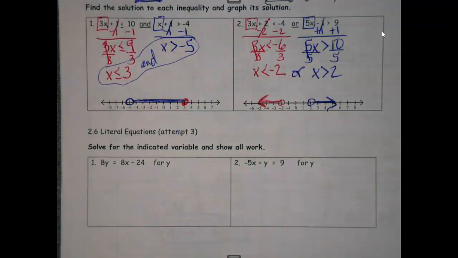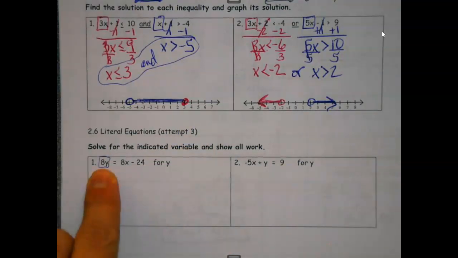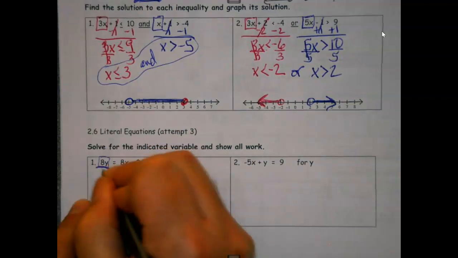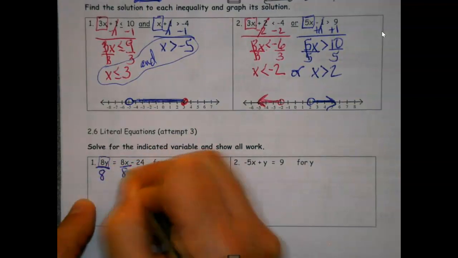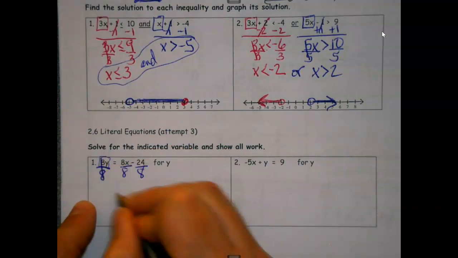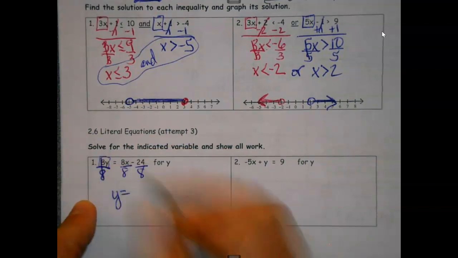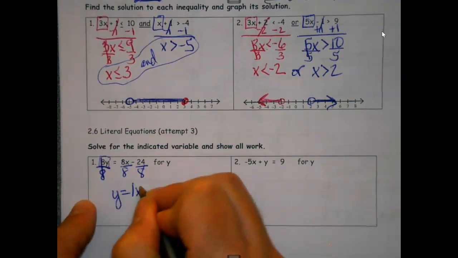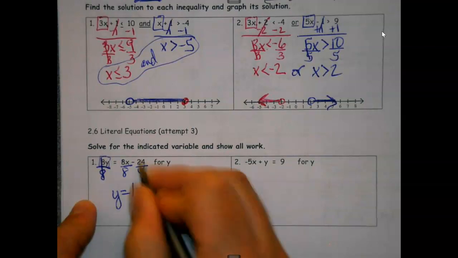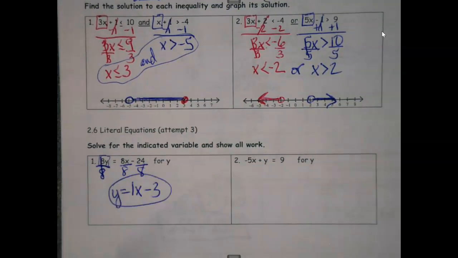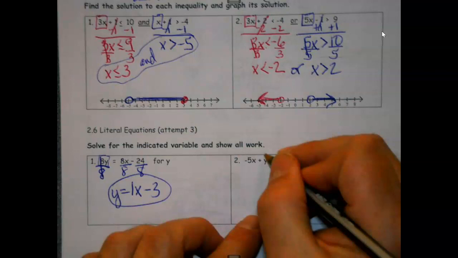Last two. Don't get freaked out that there are multiple variables. Solve for y. Okay. What am I doing to it? Multiplying it by 8. Divide everything by 8. 8 divided by 8 is 1. 24 divided by 8 is 3. One step, and you're there.